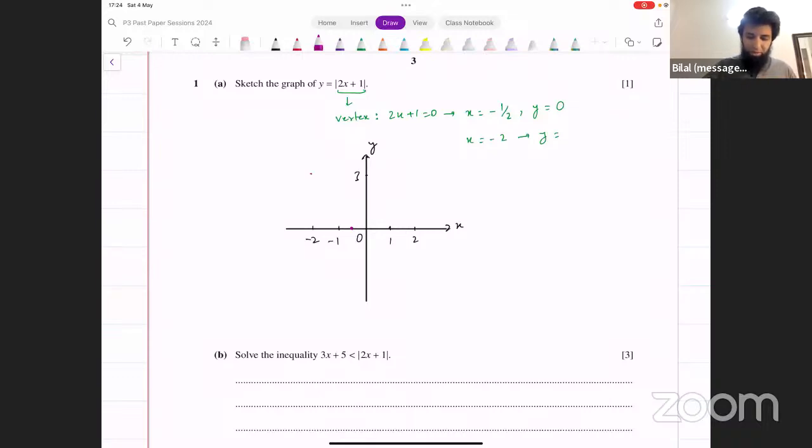So we've got 1 point here. At -2, it's 3. And then put another point. So maybe if you put 1 here, you get 3 at 1 as well. And now you just start from the vertex, draw a line in this direction here, and draw a line in this direction here. That's your modulus graph.